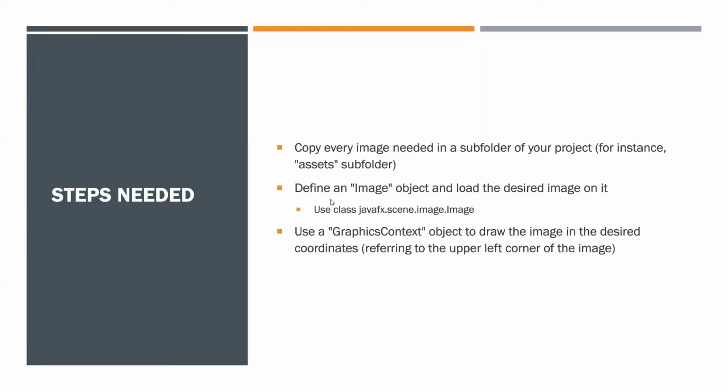Now, if we want to draw any of these images in our scene, for instance in the game scene, we need to define an image object. There are many image classes in the Java API, but we need the one belonging to the JavaFX scene image package. So we need to make sure that we import this package in our source file. Then we load the image file inside this image object, and using our graphics context object, we can draw it wherever we want.